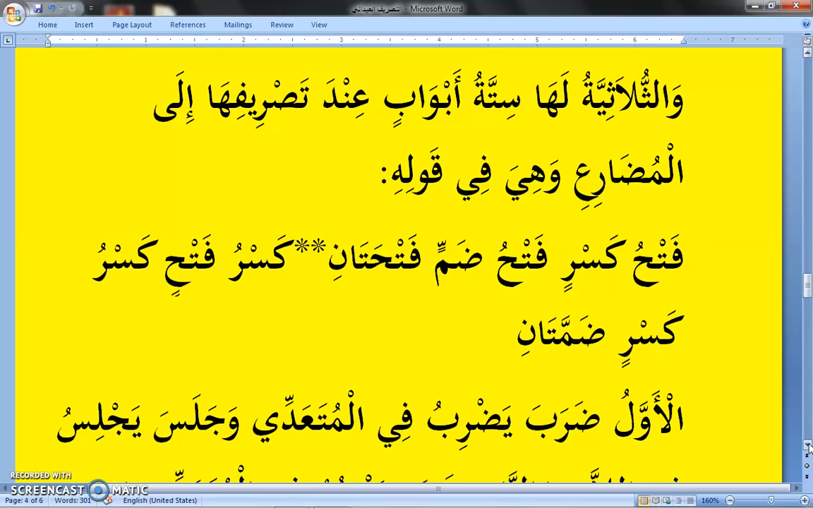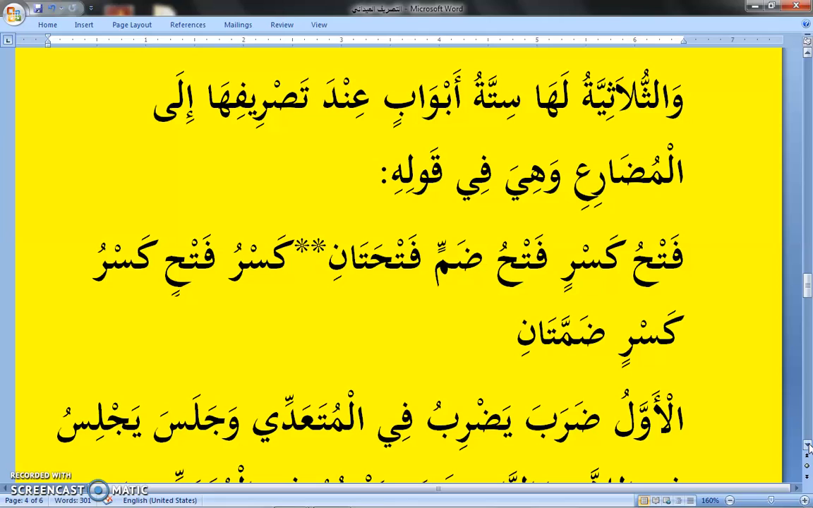Then كسر فتح: عين الفعل carrying كسر in ماضي, فتح in مضارع. Example, سمع يسمع or حسب يحسب. Then كسر كسر: عين الفعل carrying كسر in ماضي and كسر in مضارع also.